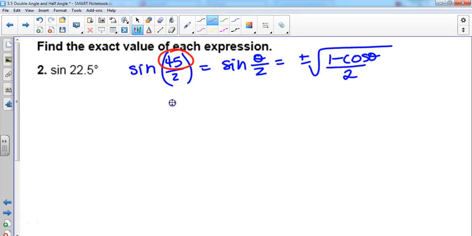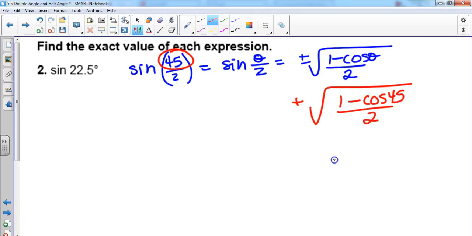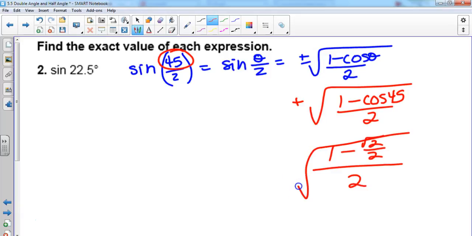Let's determine the plus or minus right now. 45 divided by 2 is 22.5. We are in quadrant 1, so everything is positive. So it's just plus, or you can leave it off altogether. 1 minus the cosine of 45, divided by 2. What's the cosine of 45, guys? 1 minus square root of 2 over 2, all divided by 2, all under a radical. Did that make you want to cry a little bit?